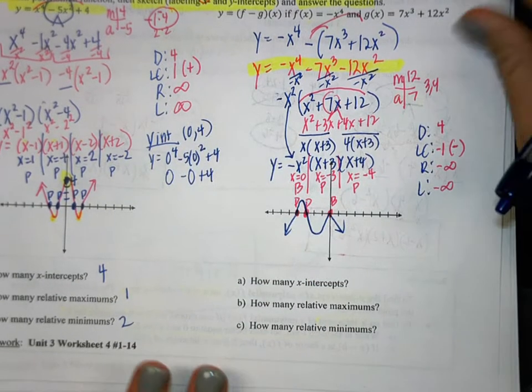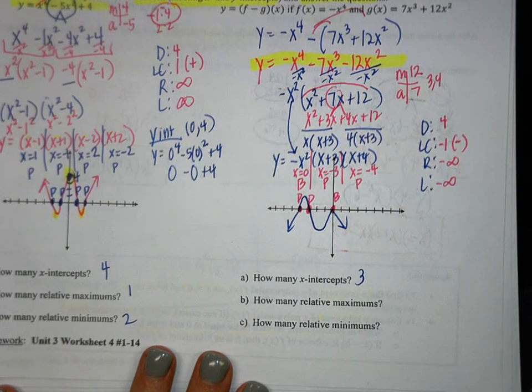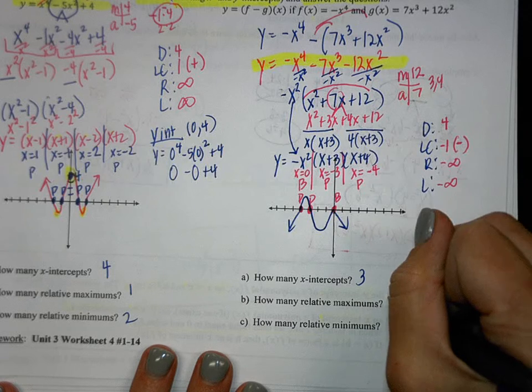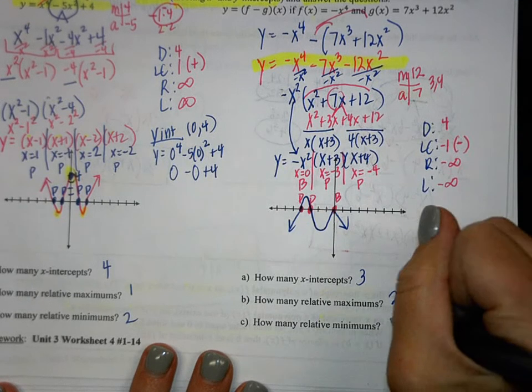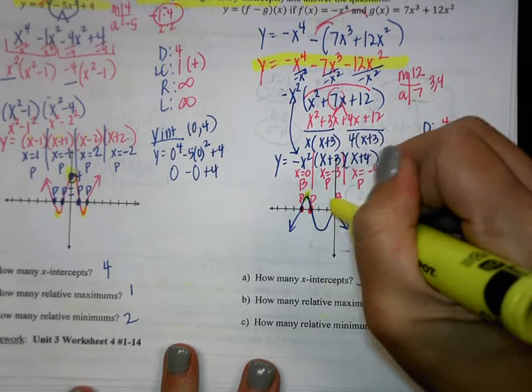How many x-intercepts? 3. How many maximums? 1. 2 is correct. And how many minimums? 1. So, in case you didn't see it, the two maximums, this is a maximum, and this is a maximum, and this right here is a minimum.